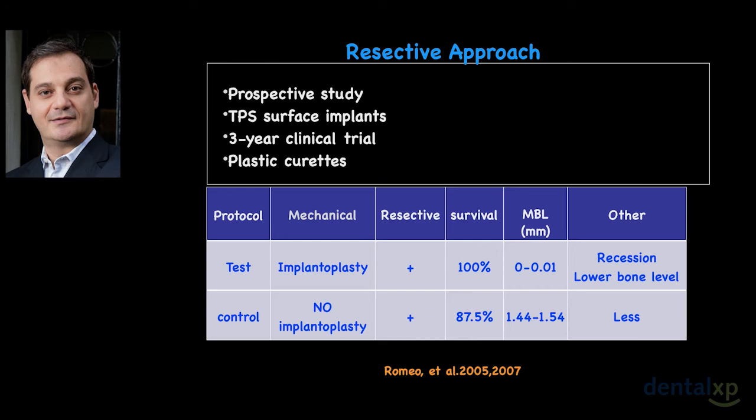Definitely they had recession and lower bone level because they did resective, and in control they had again almost the same, but if you look at the pocket depth as they measured, it was also controversial. They had better adaptation of the soft tissue when they did an implantoplasty. So the conclusion from that article is that definitely if you open and you clean, you need to do an implantoplasty.